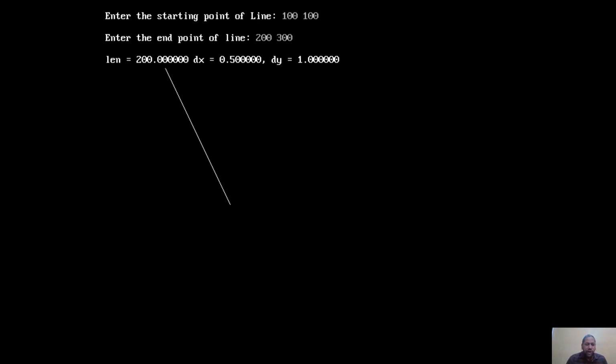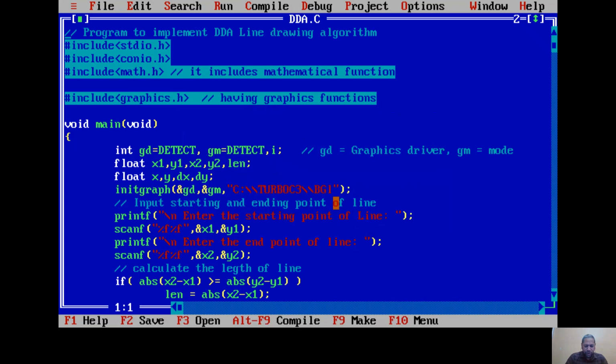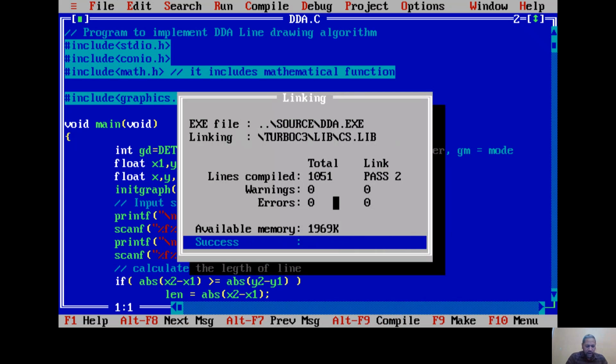Okay, so again, to check the correctness of the algorithm or the program that we have implemented, we give one more value to this, just for our example. So again I executed F2 to save, F9 and Control F9. Now suppose I want to give the line value again.